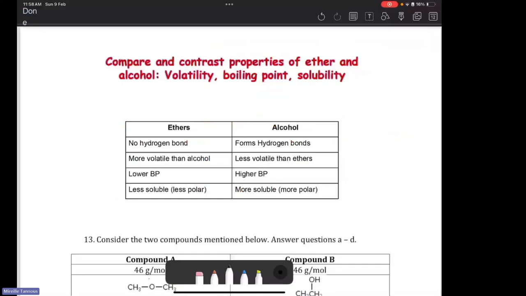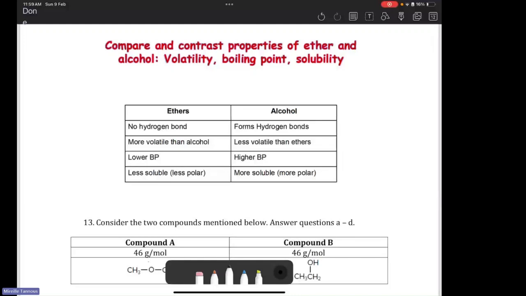So here's a comparison between alcohols and ether. Remember, no hydrogen bonds in the ether. And these hydrogen bonds make the boiling point higher and the compound more soluble.